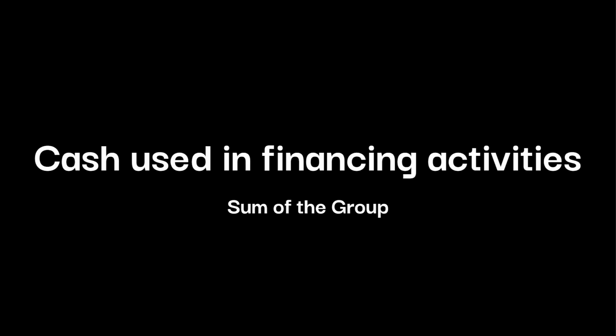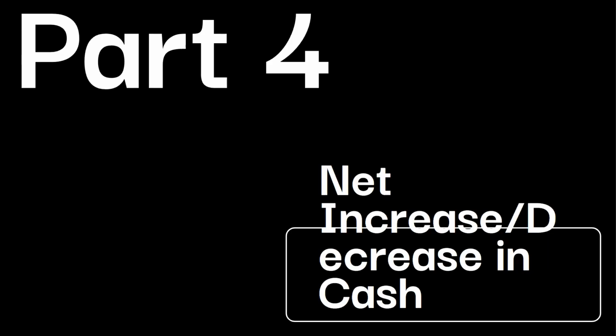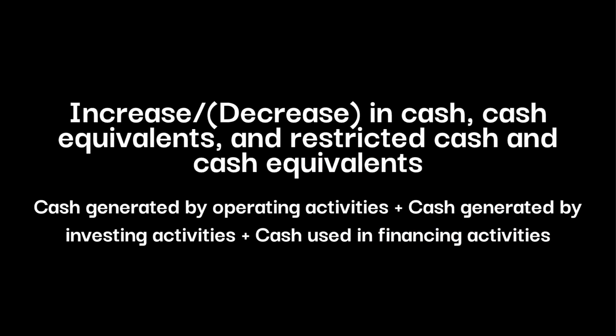All right, cash used in financing activities, right? Sum up the group. And again, sum these up: 5441, negative 15234, negative 94949, negative 9958, plus 3960 minus 361, and you get a final value of negative 121,983. And let's take a look at part 4, which is going to be the net increase, decrease in cash, cash equivalents, and restricted cash and cash equivalents.